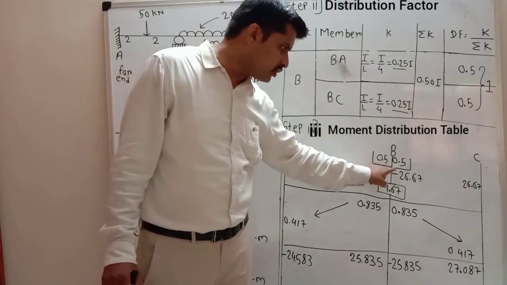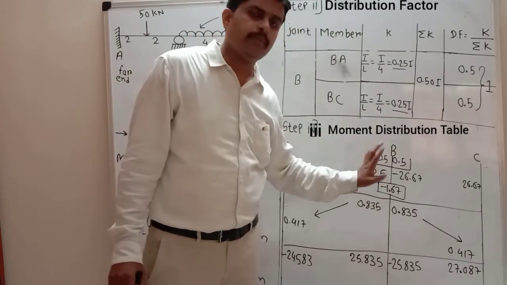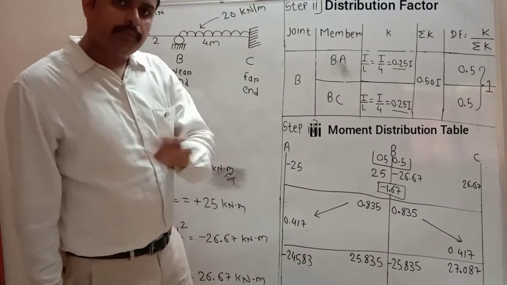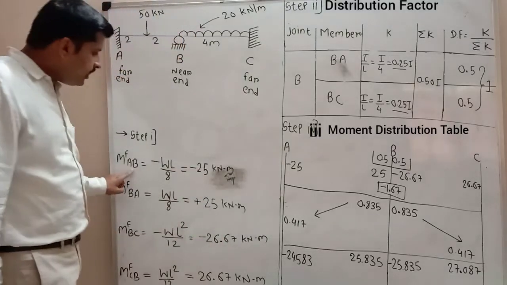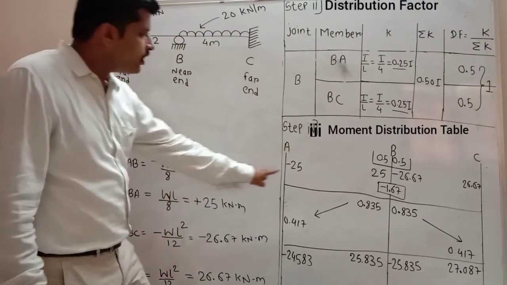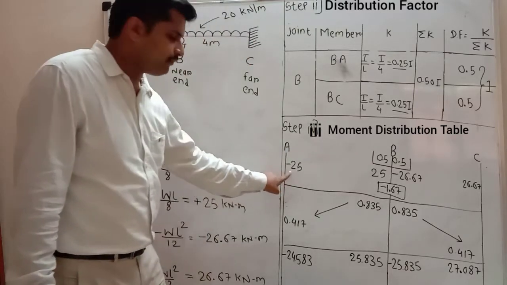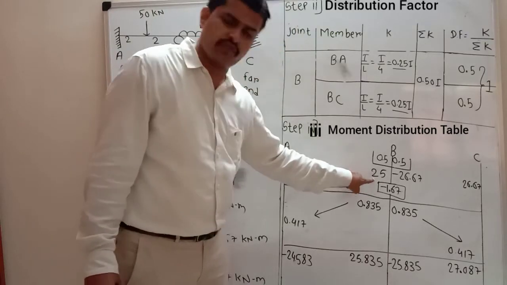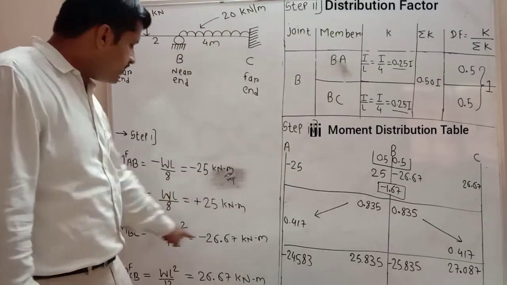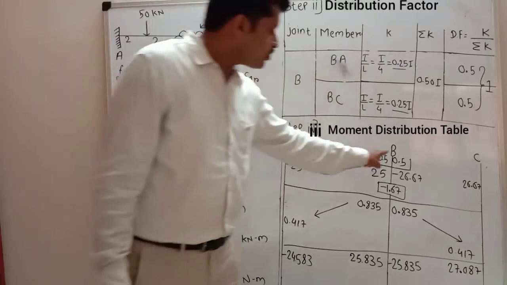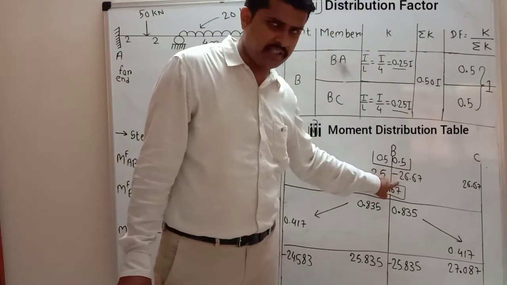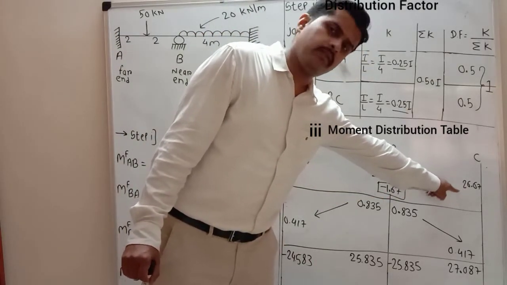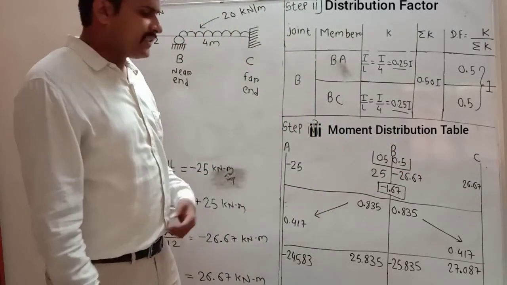I am again writing 0.5 in this part. So for BC, it is 0.5. Then write fixed moments. For AB, it is minus 25. For BA, it will be plus 25. Then for BC, it is minus 26.67. And for CB, it is plus 26.67.